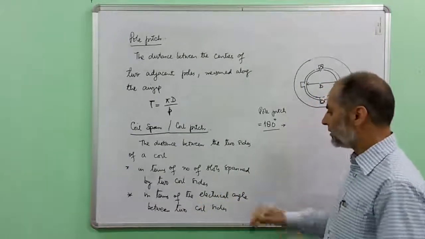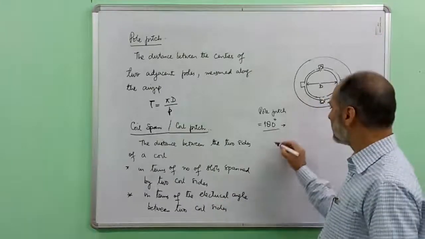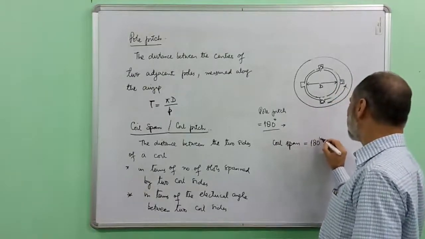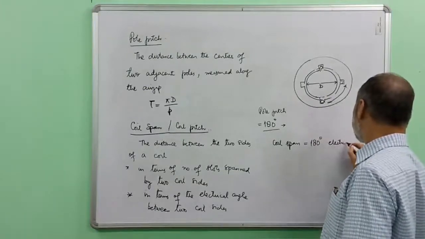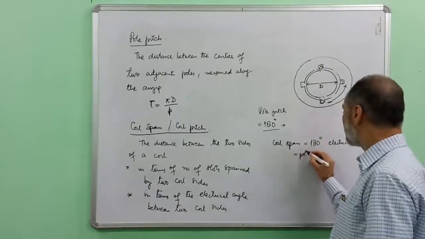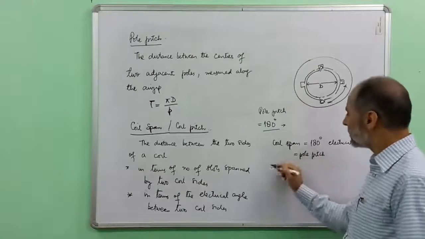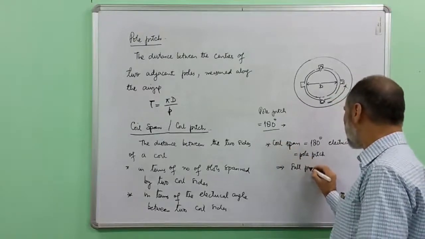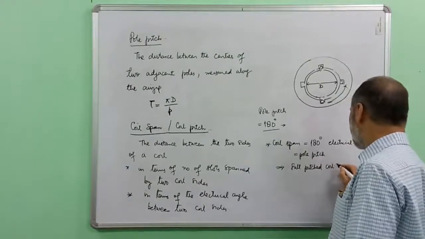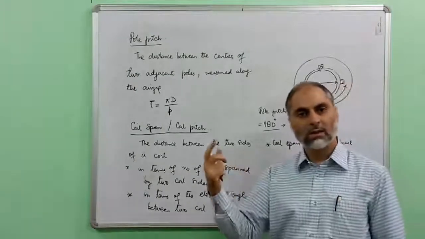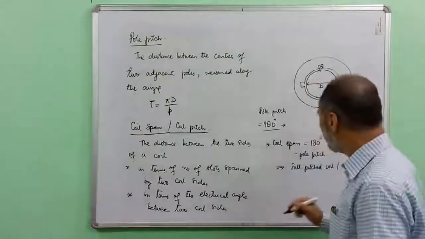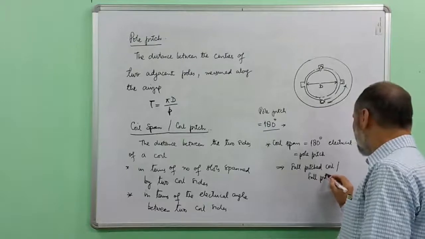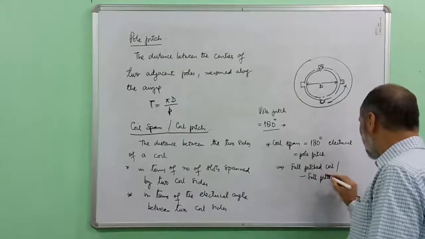Now, if the coil span, which can also be measured in terms of the electrical angle, is also equal to 180 degrees electrical, that is, the coil span is equal to the pole pitch, such a coil is known as a full pitched coil. And the whole set of coils which are connected together to form a winding is known as a full pitched winding. We have this term associated with the whole winding.